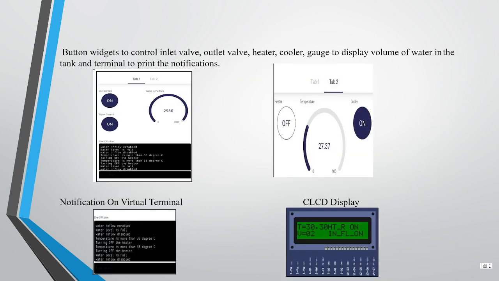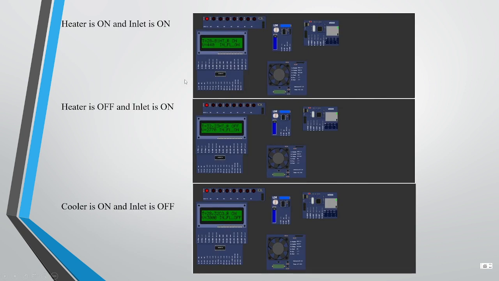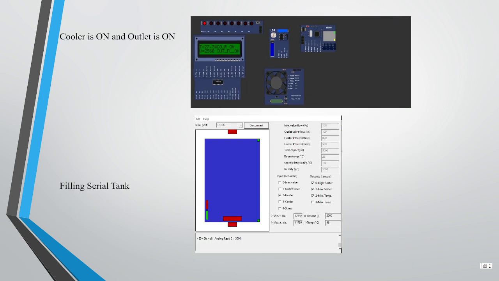This is the button widget to control the inlet valve and outlet valve. If we turn this on, we'll see what happens. The notification comes like this, and this is the CLCD device. If the heater is on and the inlet is on, the CLCD shows like this. So this is filling the serial tank.